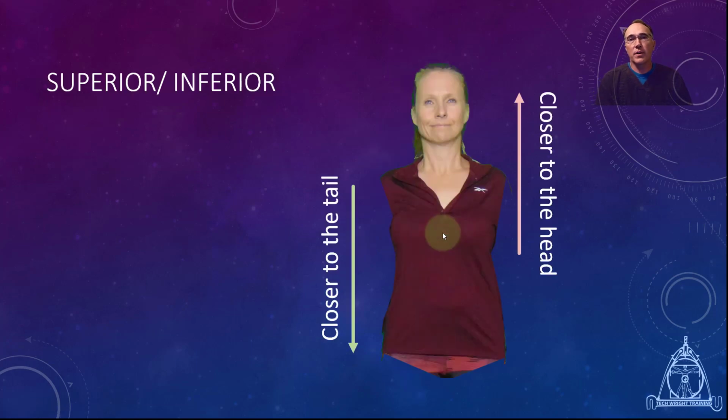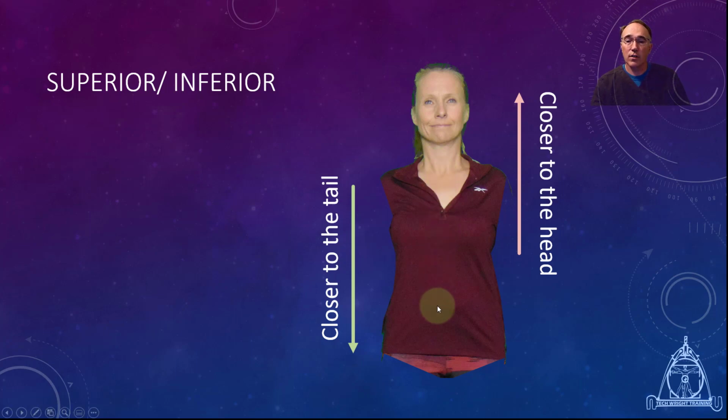Then we have superior and inferior. Superior and inferior are only used on the trunk. So we don't use these on the extremities. Extremities don't have this term associated with them. Superior means closer to the head, and inferior means closer to the tail. I know we don't have tails, but we actually do have a tailbone called the coccyx, and so this means it's closer to the coccyx, and of course closer to the head would be superior. So inferior and superior are used just on the trunk.